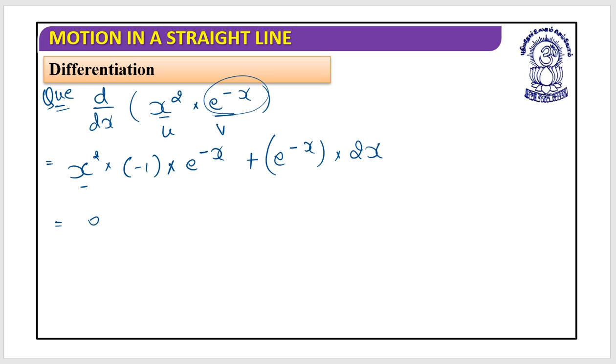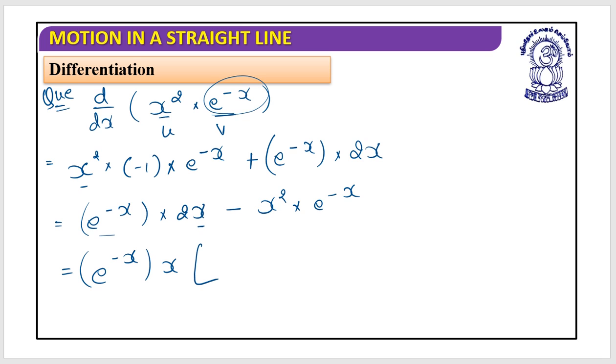So this would be e to the power minus of x into 2x, minus, here the minus 1 sign is there, x square into e to the power minus of x. If you wish, you can take e to the power minus x into x as common. If I take e to the power minus x multiplied by x as common, the terms that remain would be 2 minus of x. This would be the final answer.